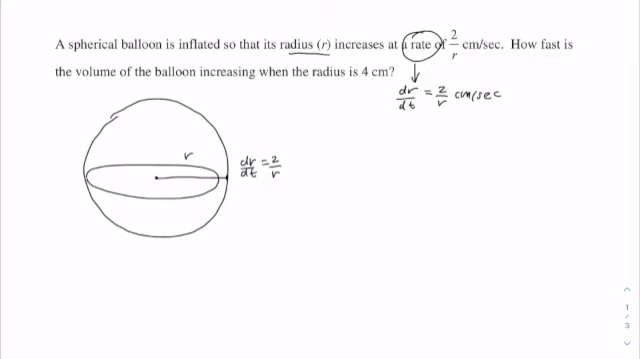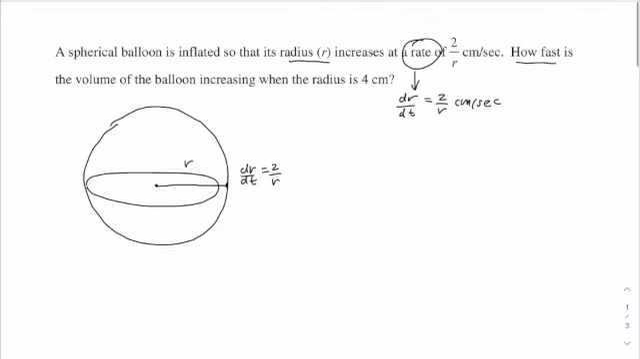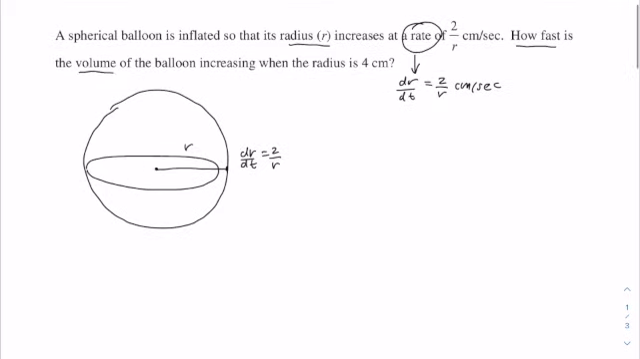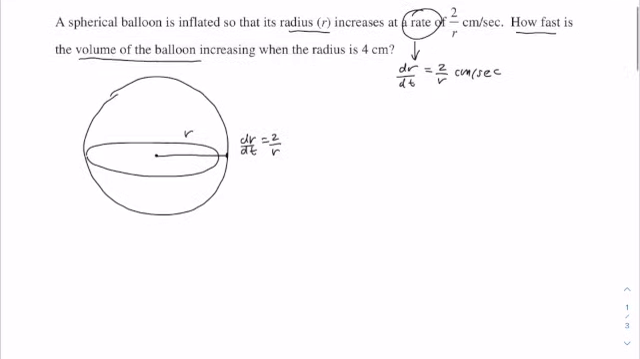Now it also asks how fast, so another derivative, is the volume of the balloon increasing. So since you're given the derivative of the volume, you're trying to find dv dt. And then it gives you that the radius is 4 centimeters. So r is equal to 4 in this scenario. Okay, so now that we have our knowns and unknowns, we need to find a principal equation to really tie all of this information together.